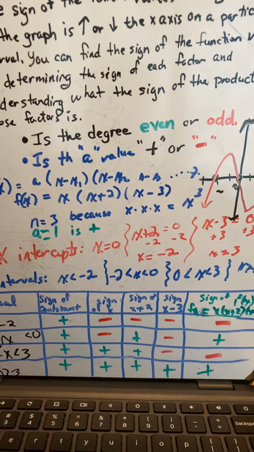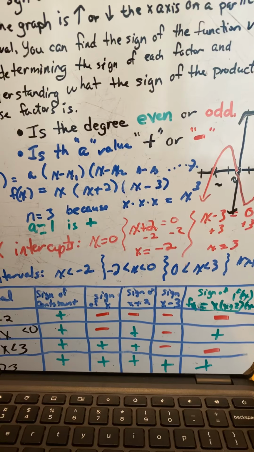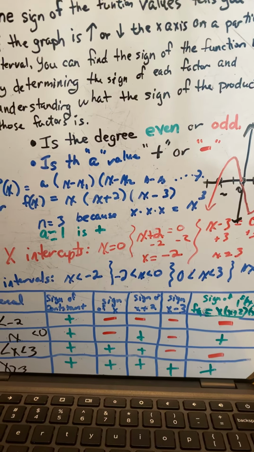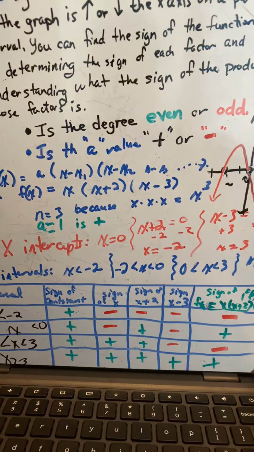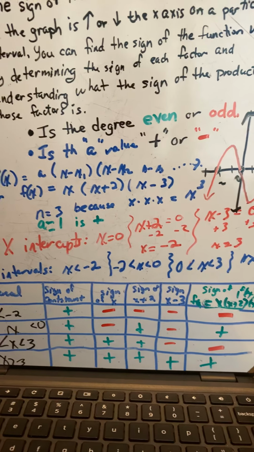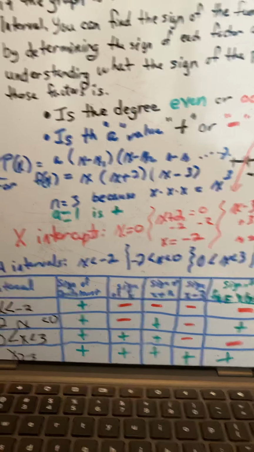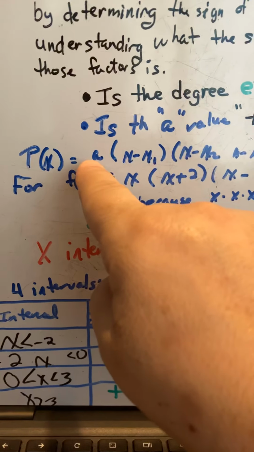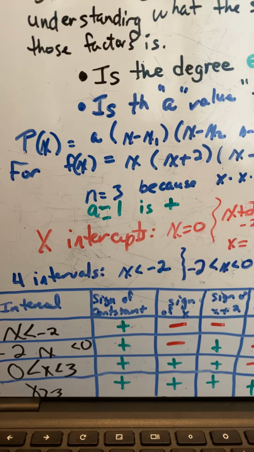All right, so what are some things we need to remember and learn about polynomials? If the degree is even or odd, we need to know that because that's going to impact the sketch of our polynomial. If the a value, which is your leading term, is positive or negative, that's also going to impact the picture of my graph of the polynomial. So here's what a regular polynomial is going to look like. You have p of x, a is my leading coefficient, and then I have a set of factors.